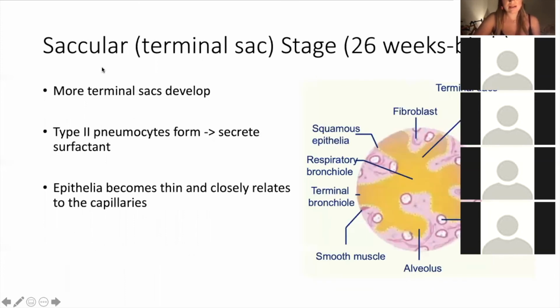So now we have the saccular or the terminal sac stage, and this happens from 26 weeks till birth. So we have even more terminal sacs developing with our alveoli. We have our type 2 pneumocytes or alveolar cells form, and this is what, like I've said, secretes surfactant. And the epithelia becomes very thin within these terminal sacs. And now you can see an interaction between this very thin epithelia and the surrounding capillaries in the connective tissue. You can also see we've got some involvement of some smooth muscle, some fibroblasts as well.